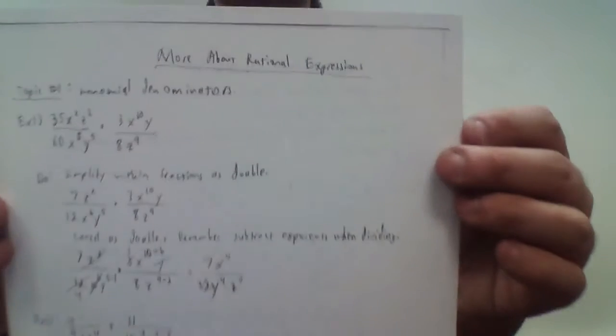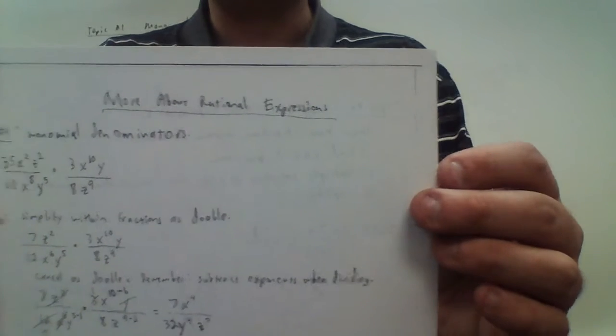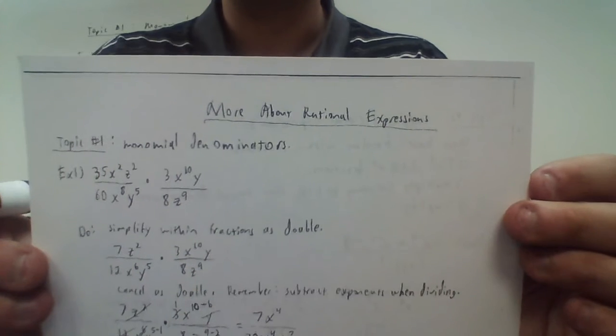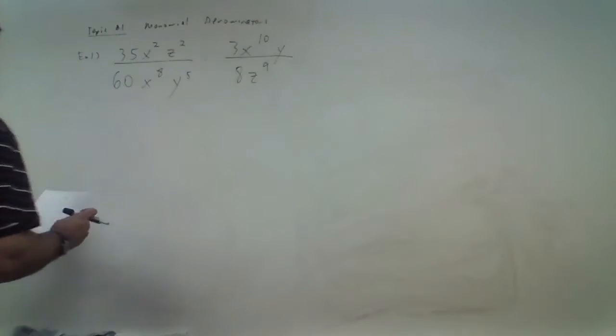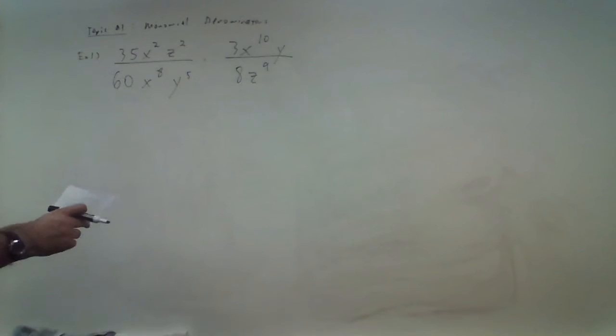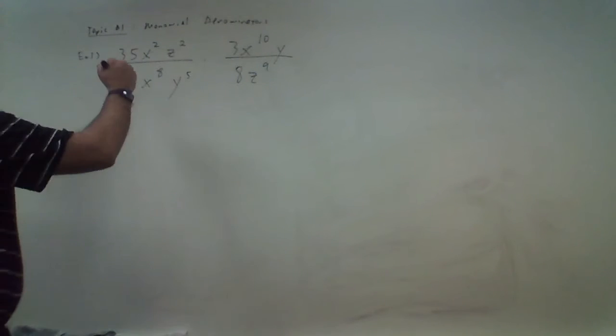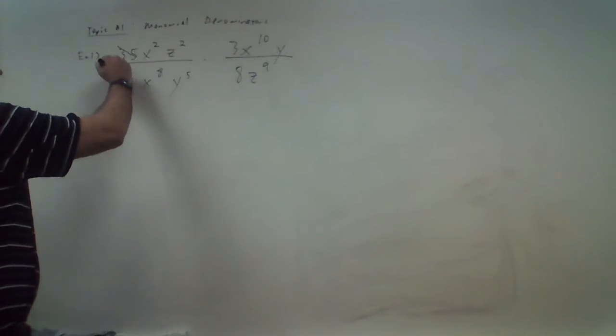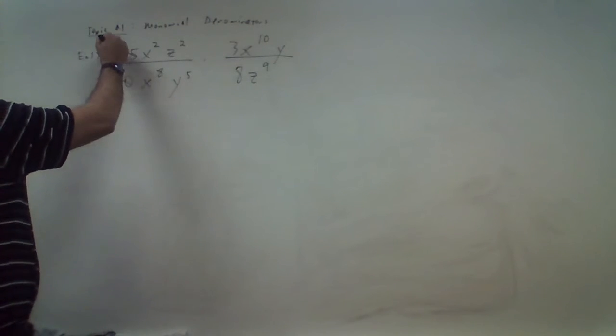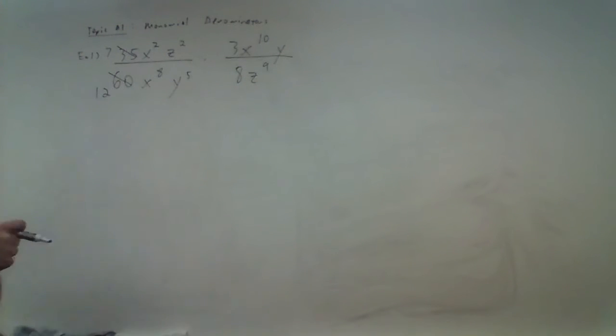Okay, we're going to be talking about this document. So, the first thing you do is you do any cancellations you can within any fractions. So, 35/60ths can be reduced. They both divide by 5, so this leaves me 7/12.